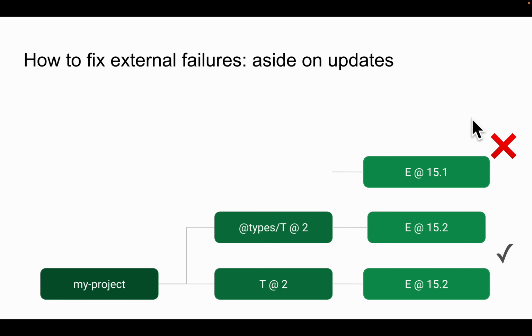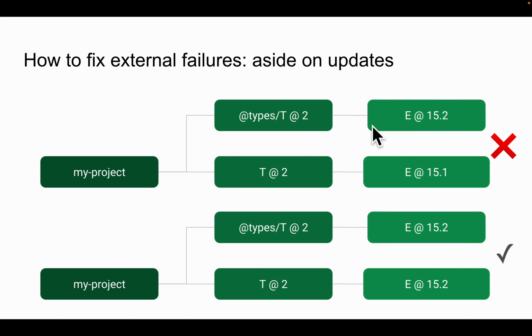Now say you've got 15.2 coming out and it breaks types in some way. So now you see an error on DefinitelyTyped. 15.2 breaks @types/T at 2. You can update @types/T at 2 to match the types of 15.2.